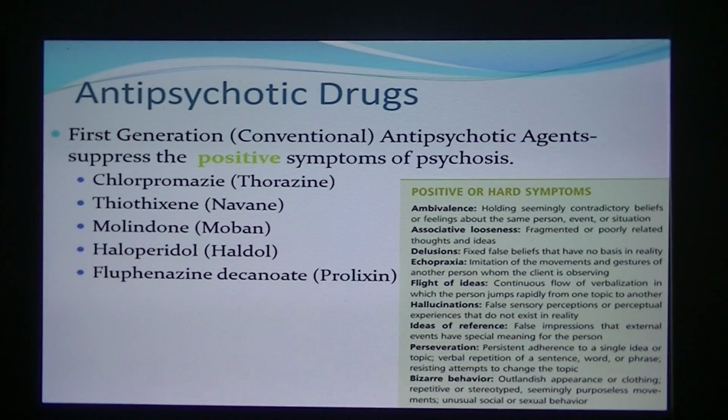All right, so the first generation only works on the positive symptoms, such as your hallucinations, your delusions, your bizarre behavior, associated looseness, and stuff like that. Some common examples are your Thorazine and your Haldol. These medications are not given as much now since the newer atypical or second generation drugs have come on the market, because the first generation causes more of the extrapyramidal side effects. There's a slide on that, so make sure you read over those as well. So this first generation, we don't see given quite as much because of the EPS.